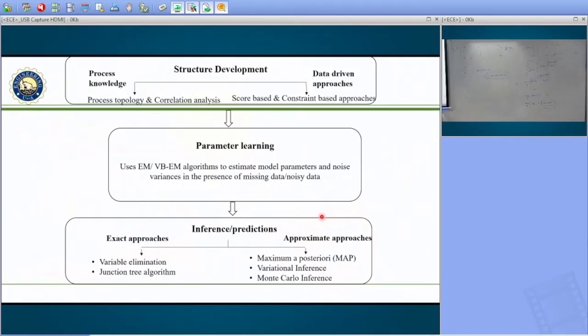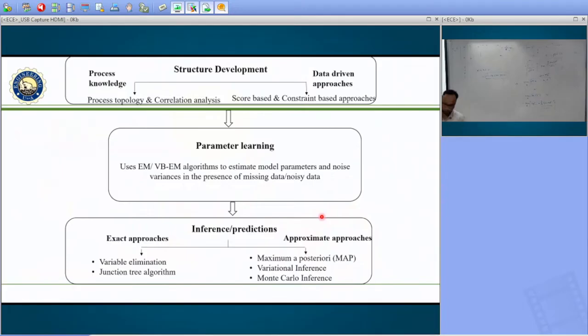The other way is, suppose you don't have any structural information, you just have process data, input output data. Can I find the structure with the data alone? That is completely data driven. One is the core process knowledge based approach, by topology and correlation analysis. The other is completely score based analysis, an iterative optimization based approach where it tries to find the structure and tries to maximize the score. If you get the right structure, the score is this much. If you get a wrong structure, the score is lesser. So you are trying to identify the structure.